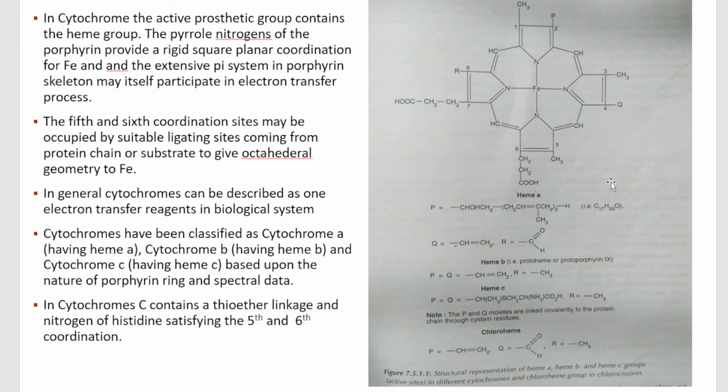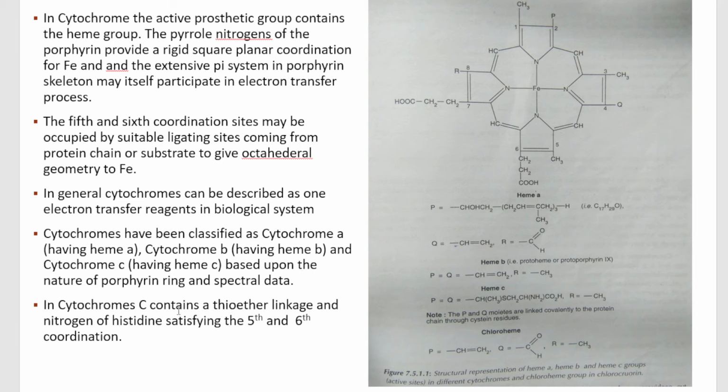Now cytochromes can be classified into 3 major groups, that is cytochrome A, cytochrome B and cytochrome C. So how do you differentiate these three? By looking at what type of heme group is present. If it has heme A, then it comes under the category of cytochrome A. If it has heme B, then it is cytochrome B, and if it has heme C, then it is cytochrome C.